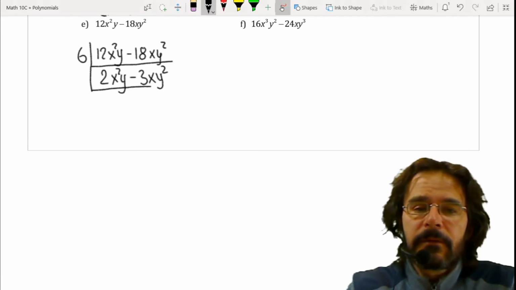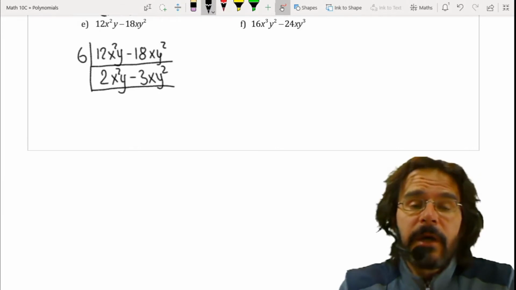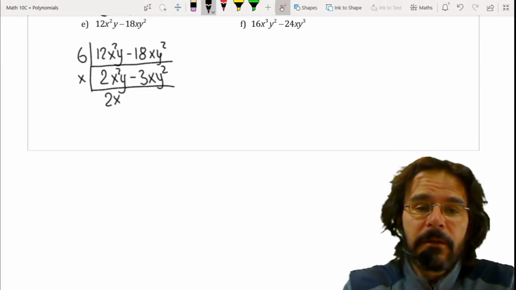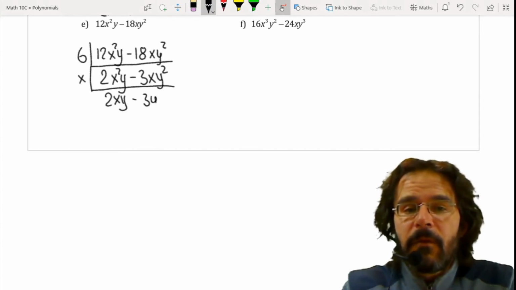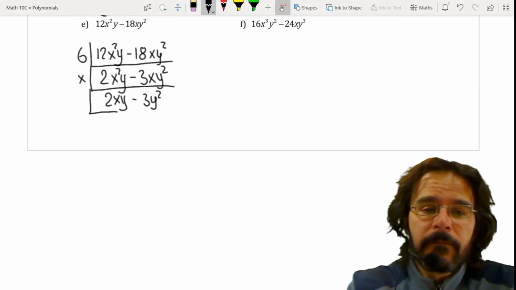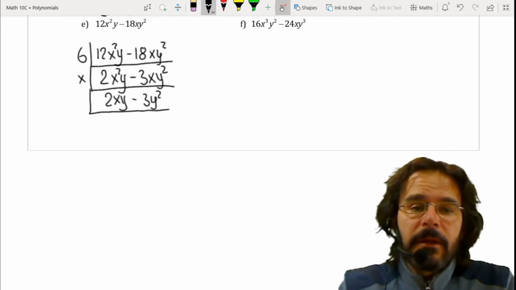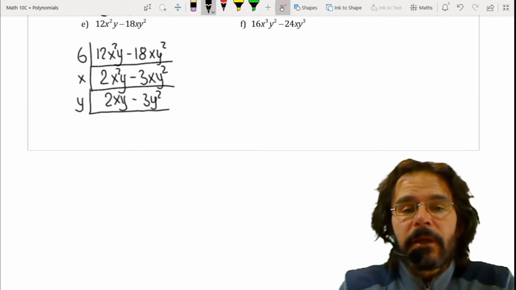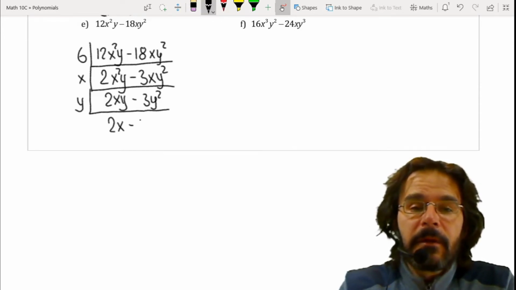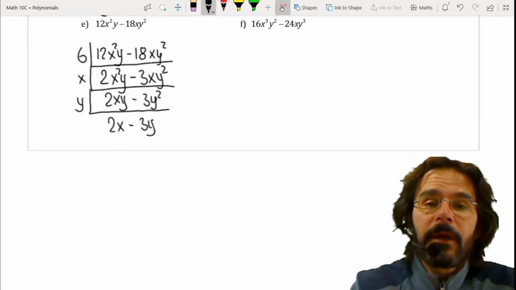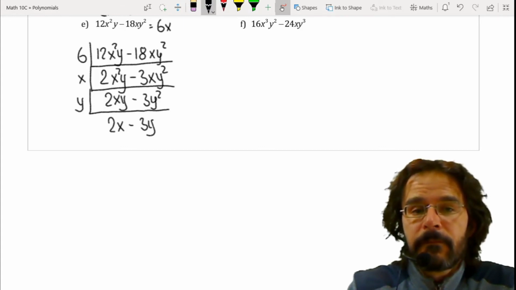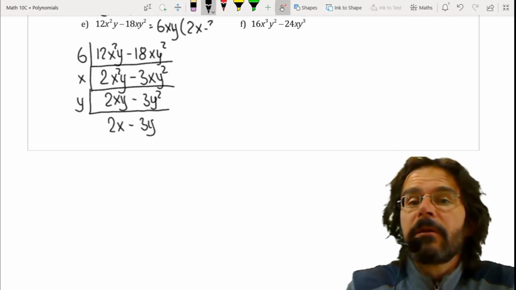So let's look at the variables and see what we can factor out. From the x squared and the x, we can factor out an x, which leaves us with 2xy minus 3y squared. And then the last thing we can divide out would be a y. They both have at least one y in common. So that leaves us with 2x minus 3y. Now we can write this expression as 6xy times 2x minus 3y.